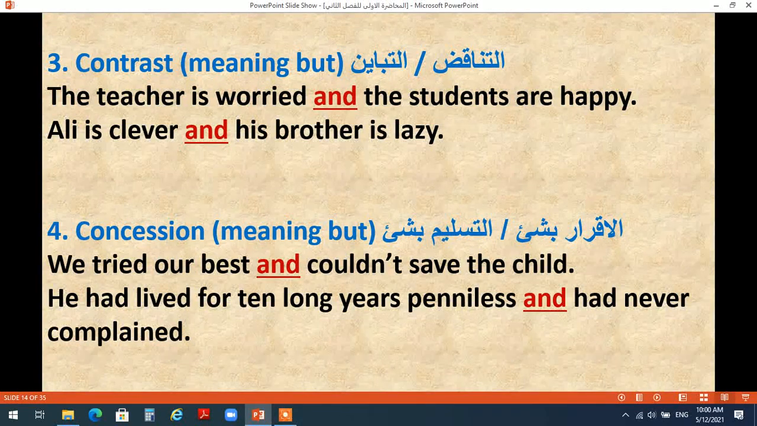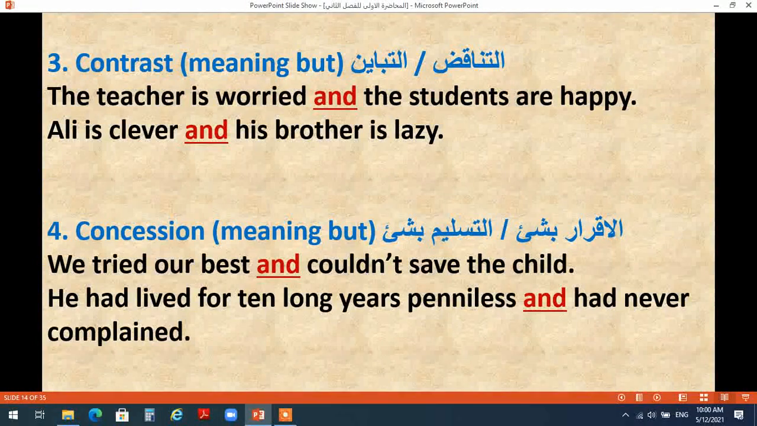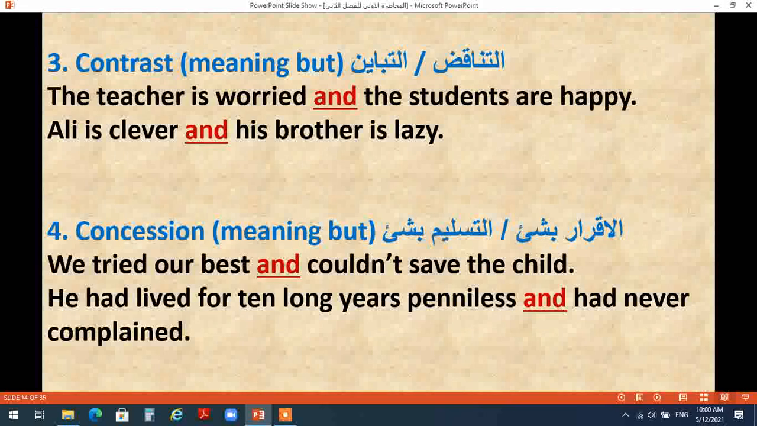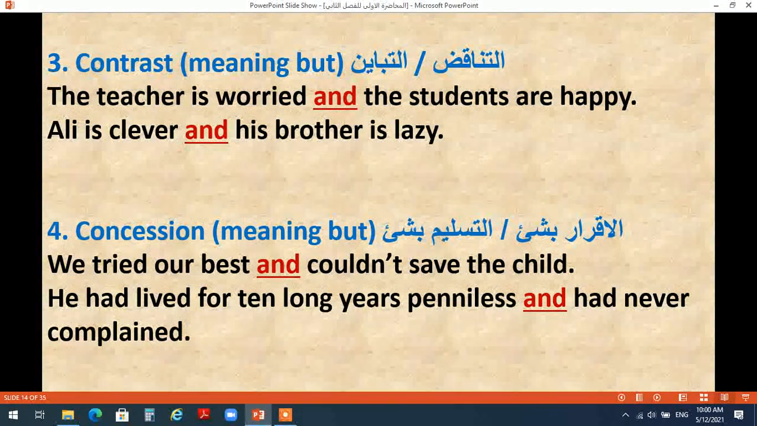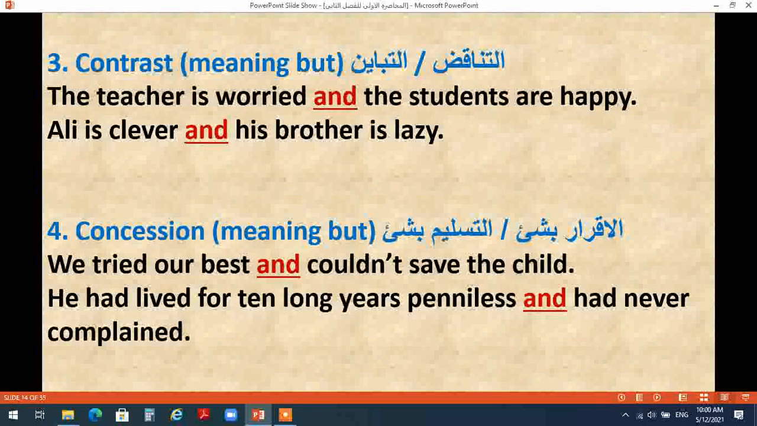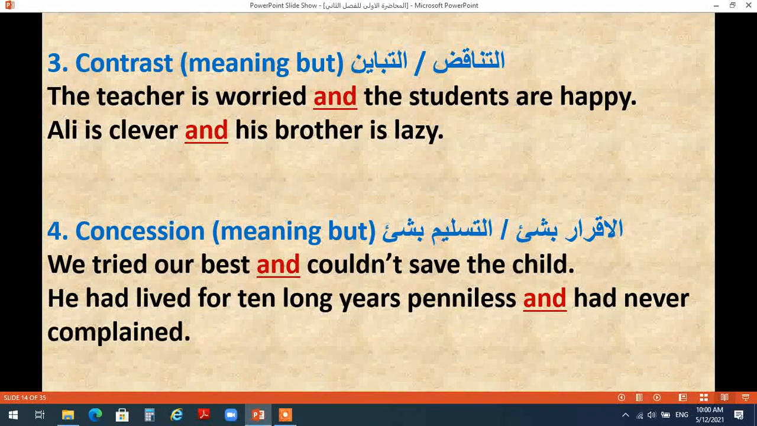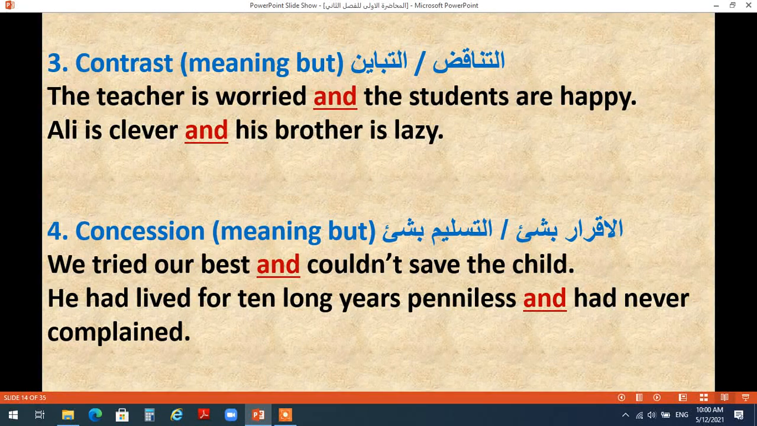Number 4, we have a relationship which is called concession أيضا بمعنى but، لكن هنا ليس لدينا تناقض وإنما لدينا الإقرار بشيء، التسليم بشيء معين. For example, we tried our best and couldn't save the child. It means يعني رغم إنه حاولنا بكل جهدنا but النتيجة كانت إنه we couldn't save the child. So this is the meaning which is signaled by using and. الإقرار بشيء معين، التسليم بشيء معين.